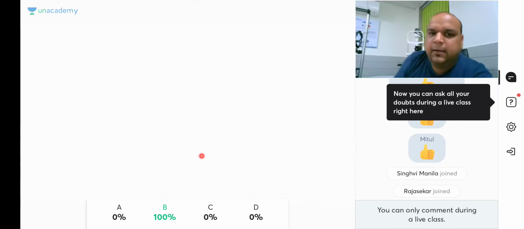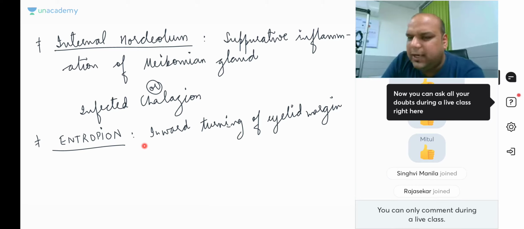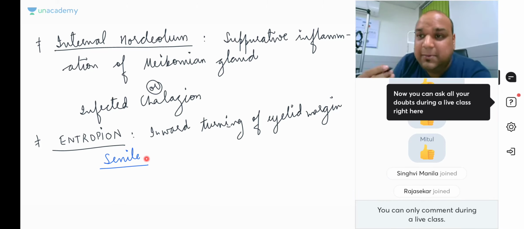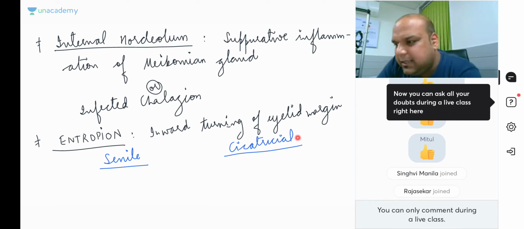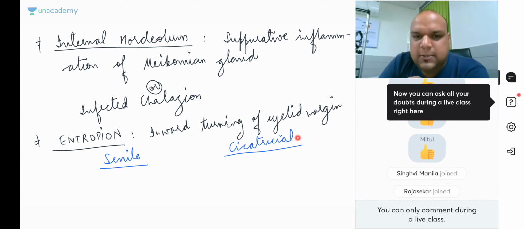Okay, everybody. Now, entropion, inward turning of the eyelid margin. Entropion can be due to congenital causes, or it can be due to mechanical causes, tumors, or everything. But most commonly, it is either senile, meaning with age, or cicatricial. I hope you understand what cicatricial is. Due to healing, if there is some kind of fibrosis or contracture, it is the cicatricial stage. So senile or cicatricial.